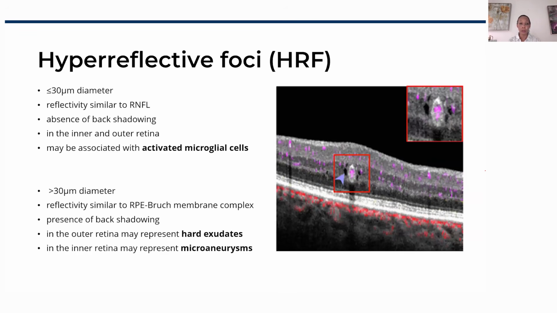If you have them greater than 30 micrometers in diameter and the reflectivity is similar to the RPE-Brooks membrane complex, and there is a presence of back shadowing, we could be dealing with hard exudates, or we could be dealing with microaneurysms. So this is actually an overlay of an OCT angiogram, which shows the retinal circulation in pink and the choroidal circulation in red. So what we're looking at could be a hard exudate or a microaneurysm. But the angiogram shows that this would be, because of the circulation there, possibly a microaneurysm.